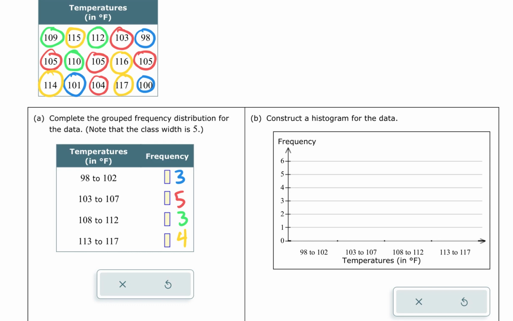Okay, now making our histogram. From 98 to 102 was 3. 103 to 107 is 5. 108 to 112 is 3. And 113 to 117 was 4.